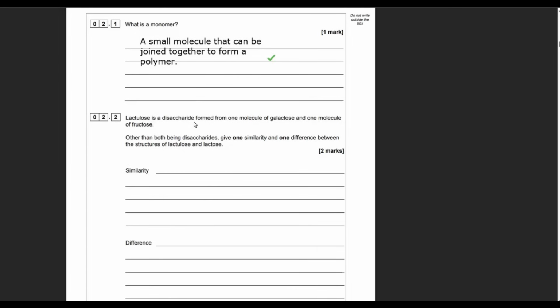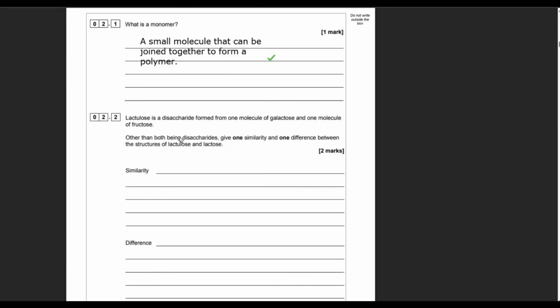Lactulose is a disaccharide. What does disaccharide mean? You've got to ask yourself. Formed from one molecule of galactose and one molecule of fructose, other than both being disaccharides, give one similarity and one difference between the structures of lactulose and lactose. Right. On your specification, you don't have to know about lactulose, but guess what? They've told you about it. And this is called an application question.